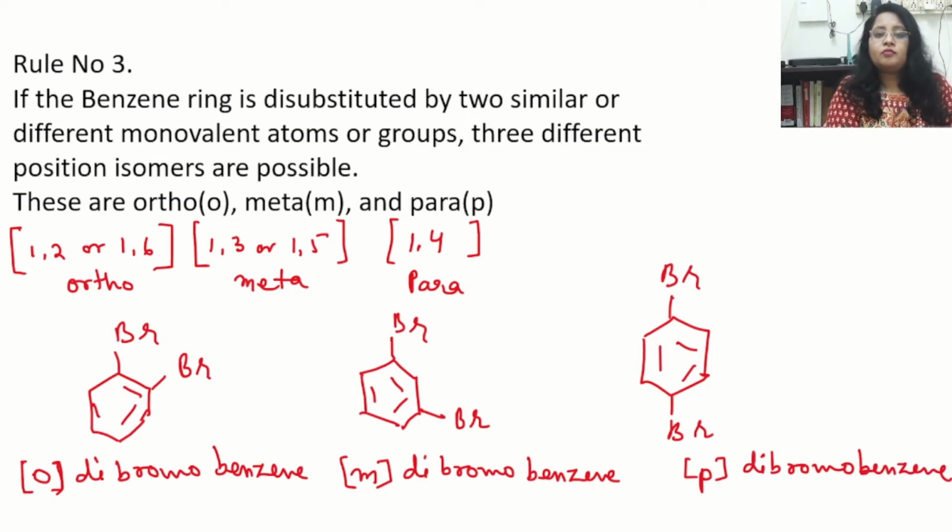So this is also a way to write substituted benzene. We will mention the positions 1,2 dibromo, or we can write ortho. We can mention 1,3 dibromo, 1,5 dibromo, or we can write meta dibromo. If it is 1,4 dibromo, we can mention it 1,4 dibromo, or we can mention para dibromo. Both are correct.